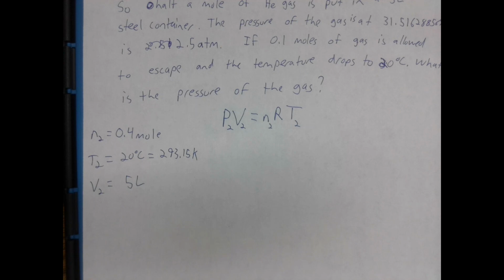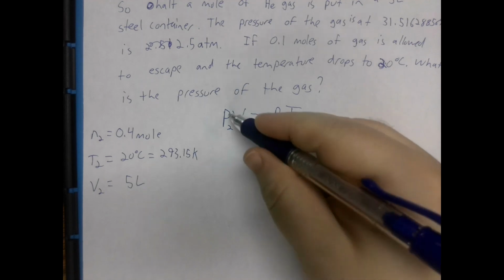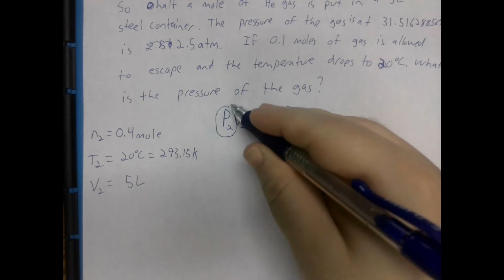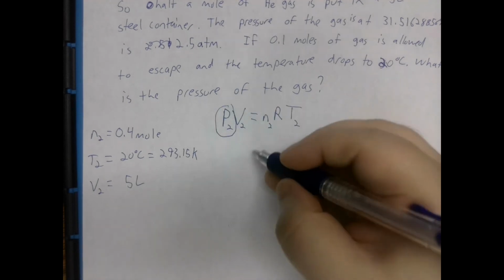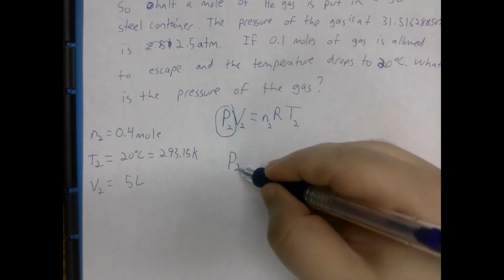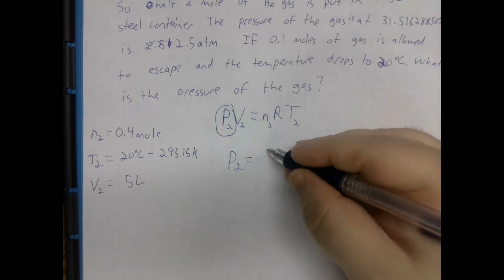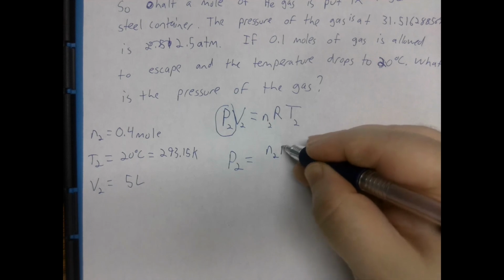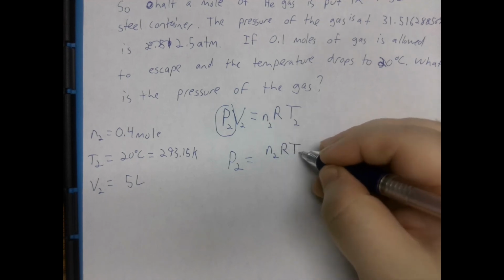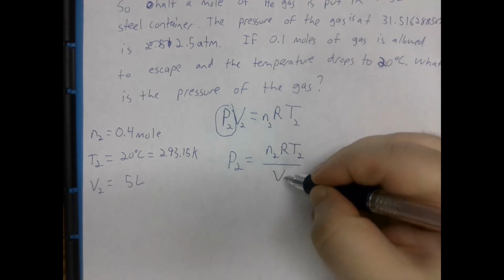And that's all the information we need to know to solve this. We're solving for final pressure. So final pressure would be equal to the final number of moles times R constant times final temperature over initial volume.